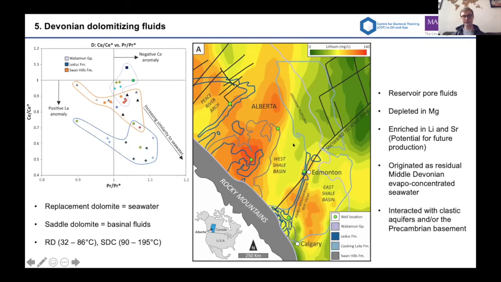Now, in order to really constrain where these basinal fluids came from, we looked into reservoir pore fluids, specifically those that contain high lithium and strontium concentrations. And interestingly, these fluids are highest in areas where we think there's been some interaction with clastic aquifers in the Precambrian basement. And the fact that they're depleted in magnesium would suggest they were potentially involved with dolomitization in the past. And actually, we recognize these now as residual Middle Devonian evapoconcentrated seawater that interacted with clastic aquifers and the Precambrian basement in various places.